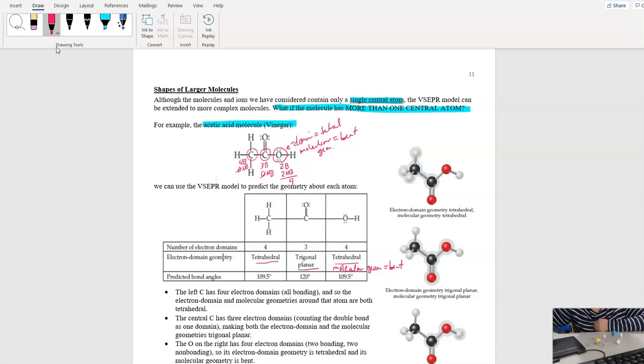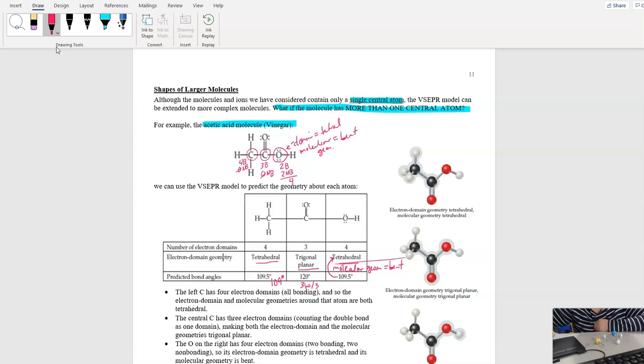And I even put the angles on here too. So tetrahedral, we would even accept the angle 109. 109.5 is the true angle. Trigonal planar, remember, take 360, divide by 3. And right here, this is for tetrahedral.